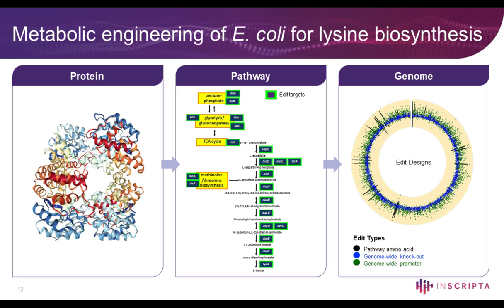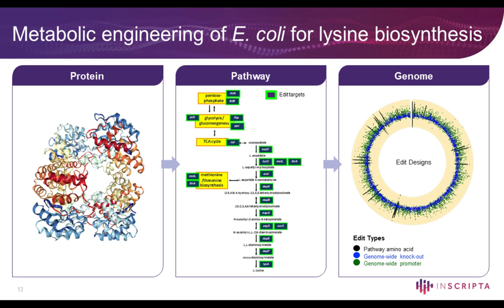What we wanted to do was to ask the question whether we can combine two different approaches: the traditional approach, which is a very rational approach with known targets, with a completely unbiased approach where you target the entire genome with a wide variety of edit types. So for the rational approach, we identified the enzymes in the lysine biosynthesis pathway. We also identified transcriptional regulators of this particular pathway and built libraries that primarily involved saturation mutagenesis as a strategy.